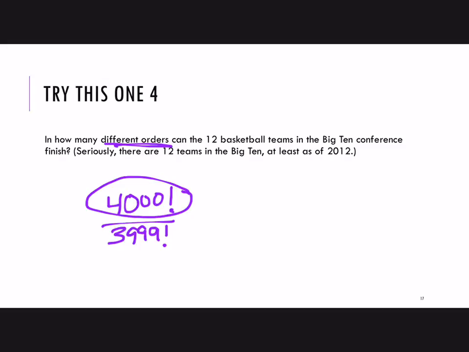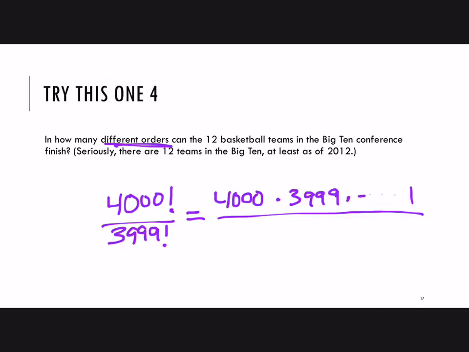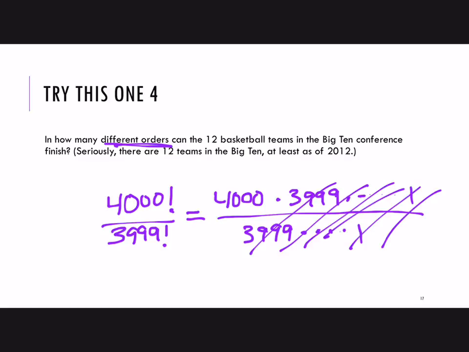So your 2 options would either be to just enter the whole problem altogether, and then your calculator can handle something like that, or you can simplify this by hand. So this is just 4,000 times 3,999, and all the other numbers down to 1. And then the denominator, we have 3,999 times all the other numbers down to 1. So most of this cancels, and the answer should be 4,000.